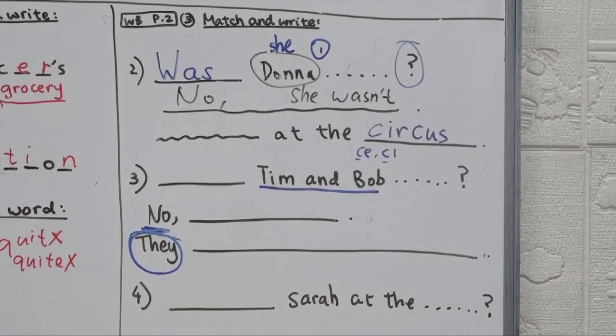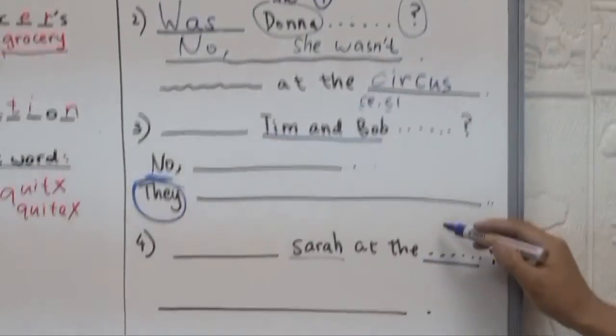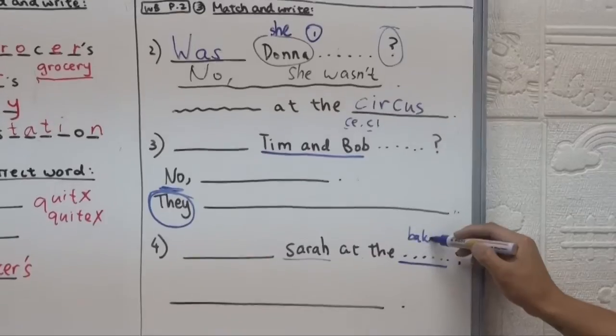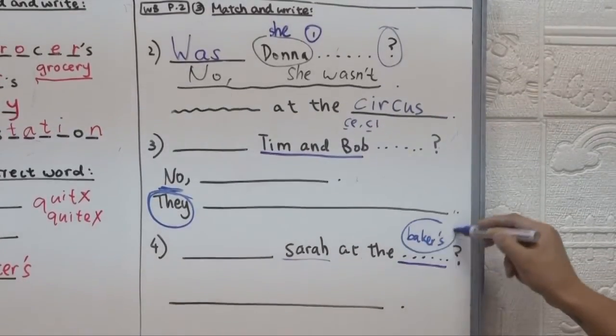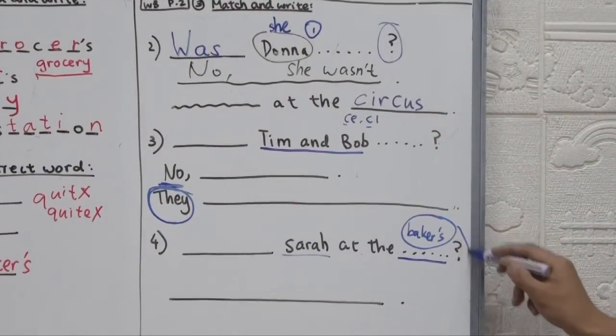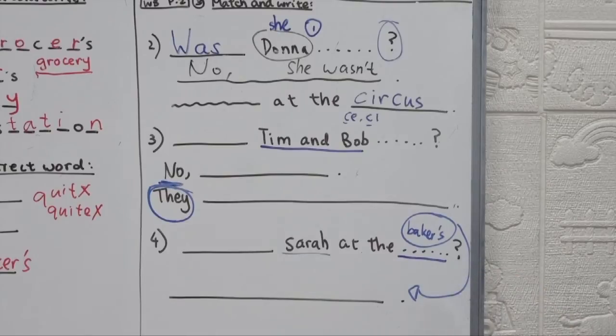And then question number 4, okay? Sarah, right? Same as Donna, right? So what should we put down? And then the answer, is it yes or no, right? You have to look at the dots at the baker's, okay? And then this will show you the answer, alright?